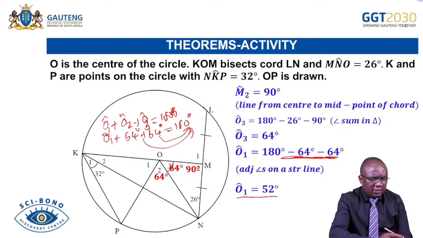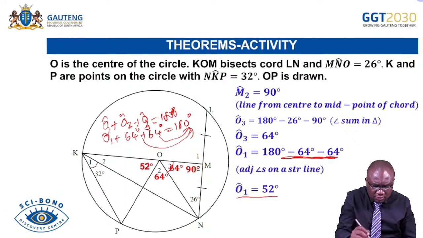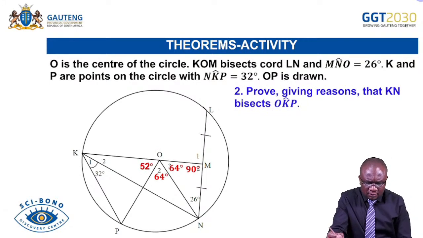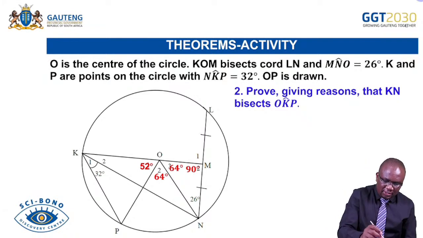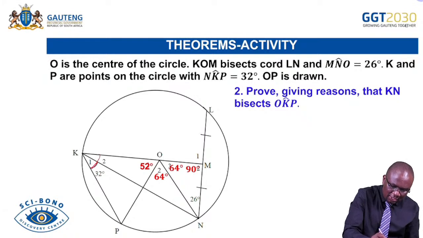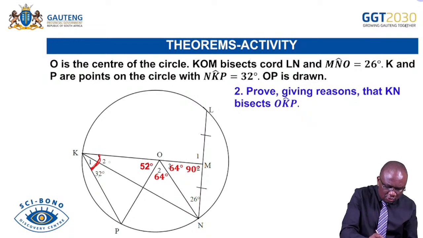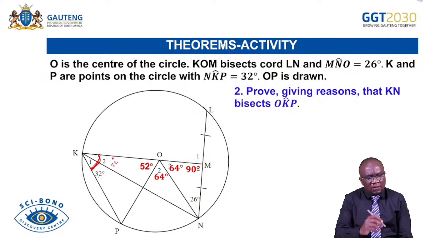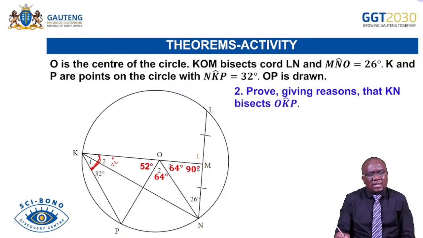Right. Now, do we have another question? Okay, let's go to the last one, and after that, I'll give you 1 minute to try to catch up. Prove, giving reasons, that KN bisects OKP. Check, this is OKP, the angle OKP. So if this angle is 32 degrees, this one also must be 32 degrees. So if we prove that K2 is 32 degrees, then we have proven that this line KN bisects, meaning cuts the angle into two equal parts. So let's find the angle K2.